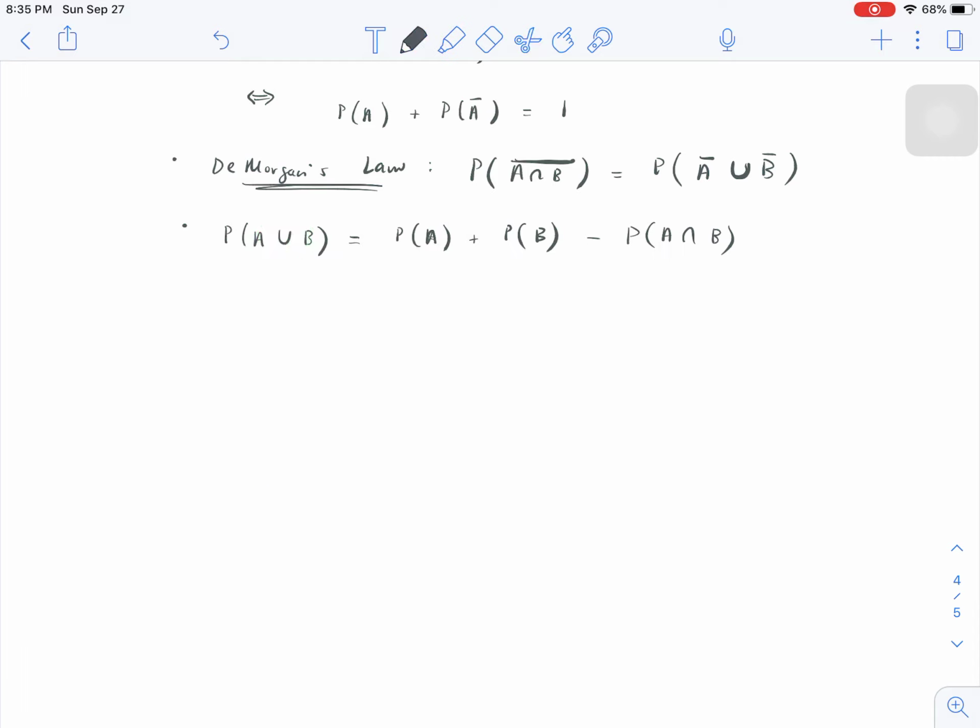Okay, now let's suppose we want to know the probability of not A and B. So I've just converted that into set notation. Not A is A complement, and "and" is intersection B.